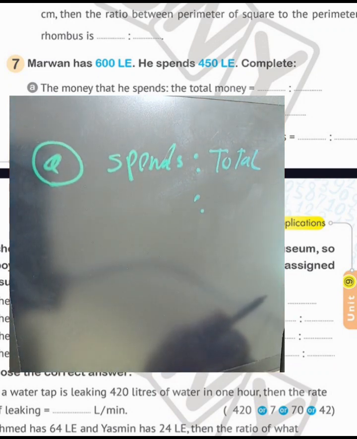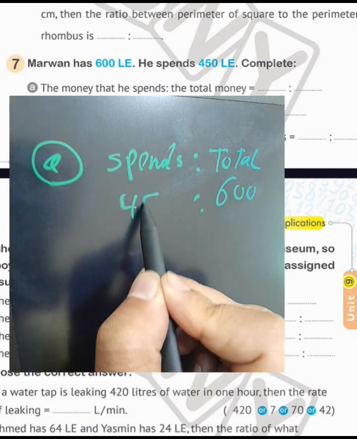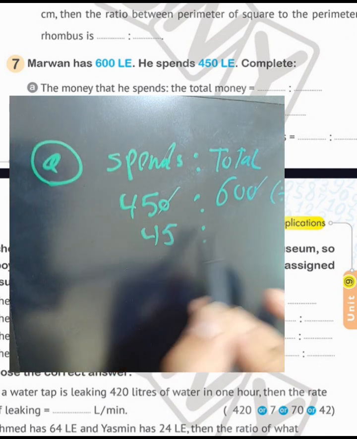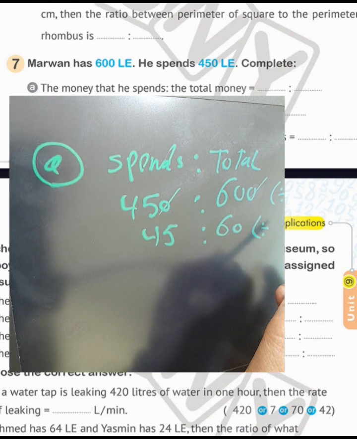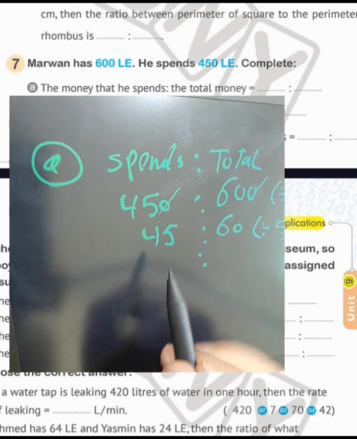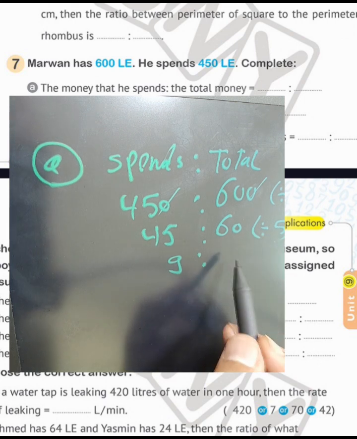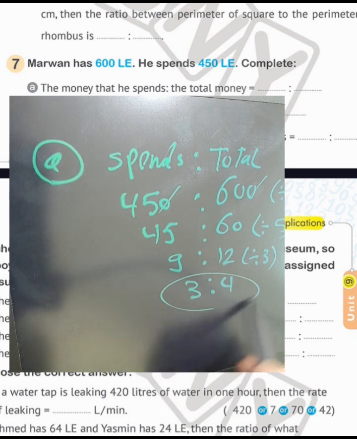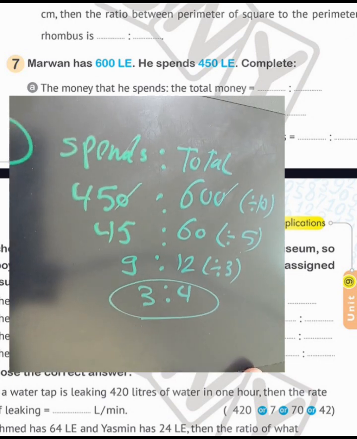Okay, again, question letter A. You want to find the ratio between what he spends to the total. He has 600, it's the total, and he spends 450. You can simplify this by dividing by 10. Cancel 0 by 0, then the result will be 45 and 60, and then divided by 3 to simplify. 45 equals 9 times 5. You can divide it by 5. 45 divided by 5 equals 9. 60 divided by 5 equals 12, and then we can simplify by dividing by 3. 9 divided by 3 equals 3. 12 divided by 3 equals 4. Then the result will be 3 to 4. It's the simplest ratio between two numbers.